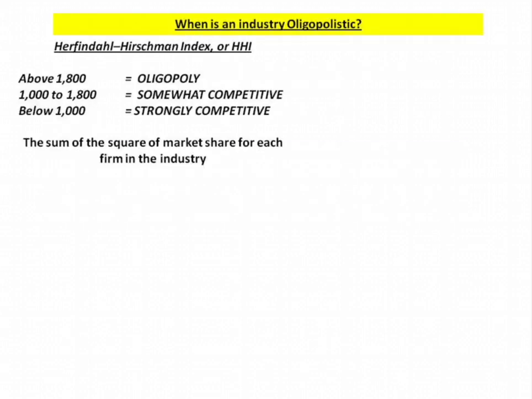Now, before we go into it any further, how can we determine if there is an oligopoly? Well, a couple of economists, Herfindahl and Hirschman, came up with what they call their index, the HHI index. And basically, it's a computation where we look at the sum, or we add together the square of the market share for each firm in the industry. Now, what in the world is he talking about?